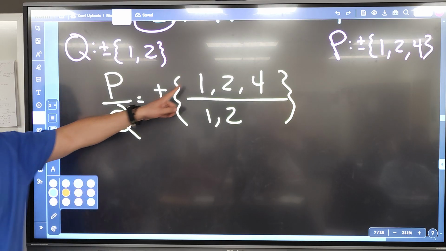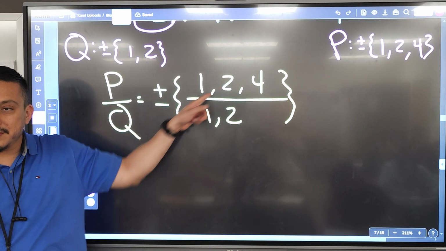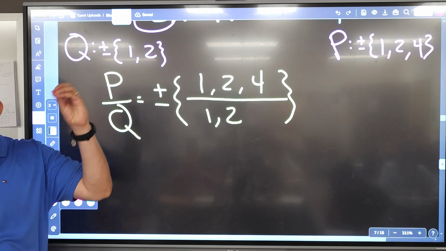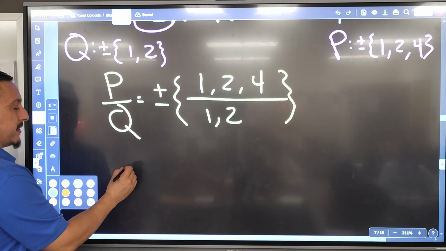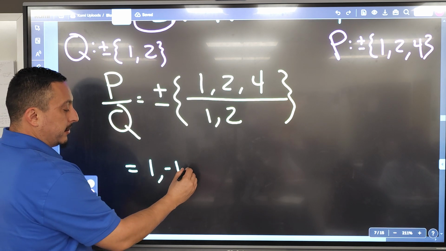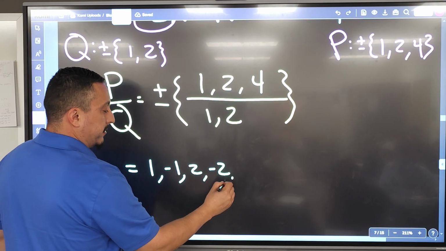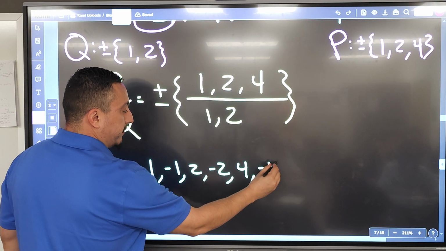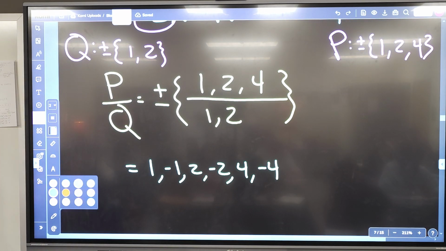Now, all the over 1s will still be the same number, right? Anything divided by 1 is still the same. So this list will be a little bit larger. You still have 1, negative 1, 2, negative 2, 4, negative 4. Those are the ones when you divide by 1, which you get the same number. You follow me there? Yes.